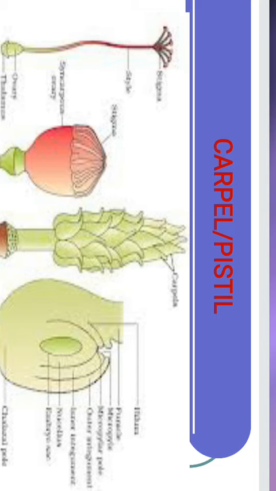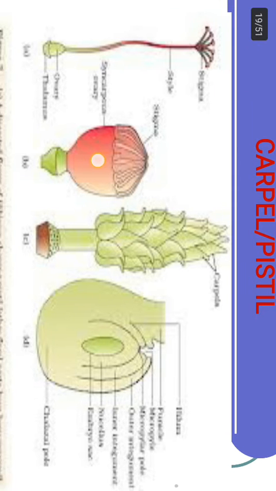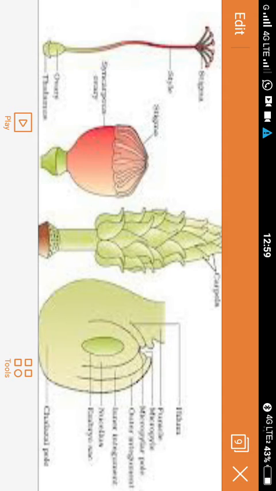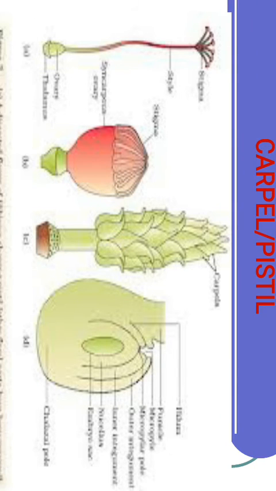If a flower has only one carpel, it is called monocarpellary. If it has two carpels, bicarpellary. If it has many carpels, it is called polycarpellary. Last year you studied that if all the carpels in a flower are united, it is called syncarpous. If the carpels are free, it is called apocarpous.